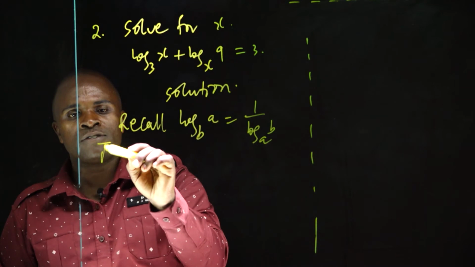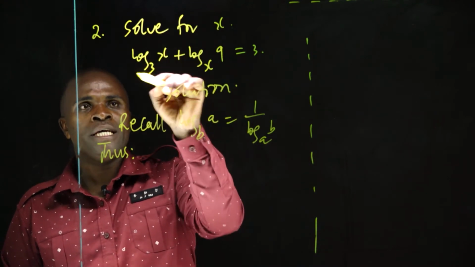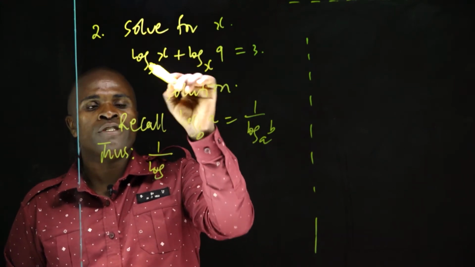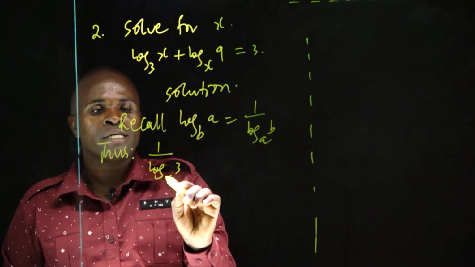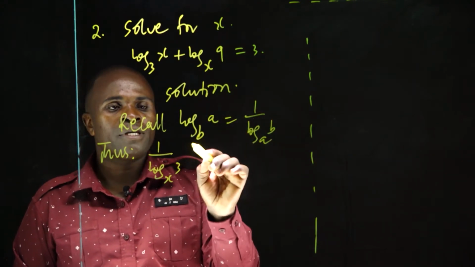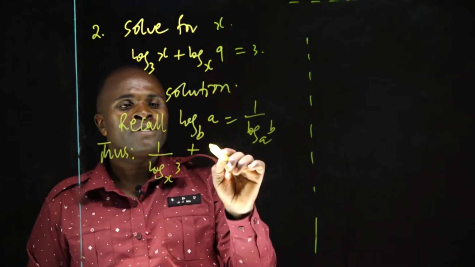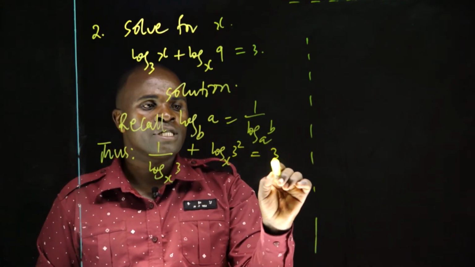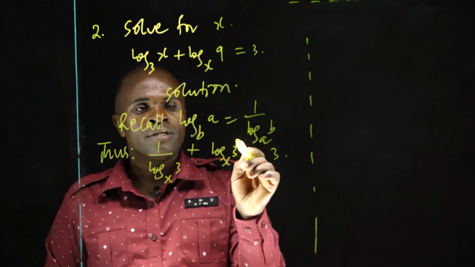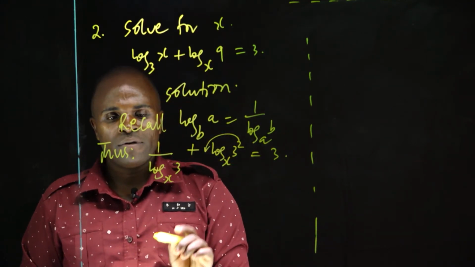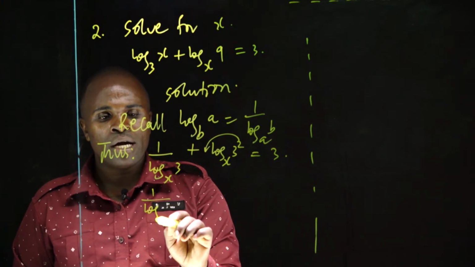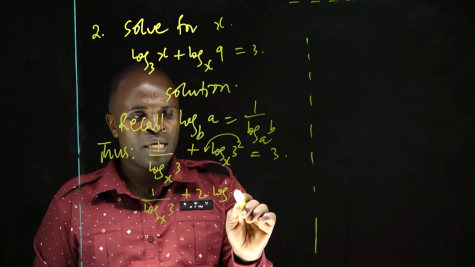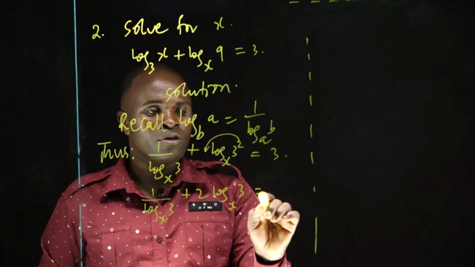So we say thus, from our question here, I can just write 1 over logarithm. I'm changing this, so I'm taking 3 base x from this rule. And then here plus, we know 9 is 3 square. So I can just write 3 square base x equals 3. Again, from the law of power, the 2 can come backward here. We then have 1 over logarithm of 3 base x, plus 2 times log 3 base x equals 3.